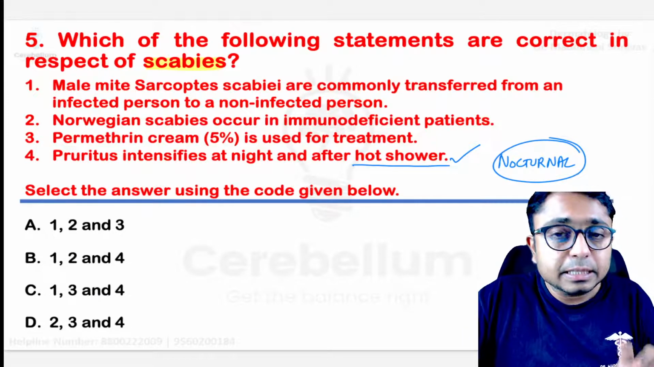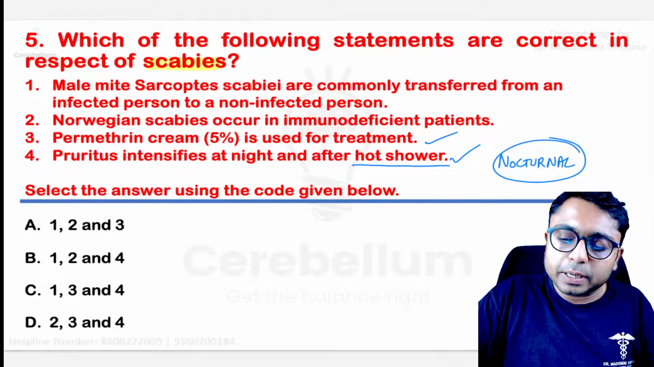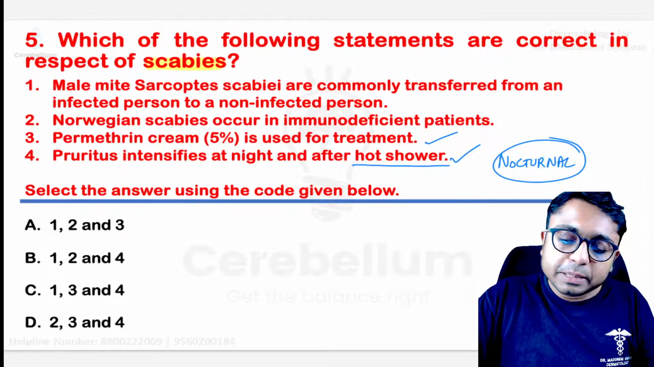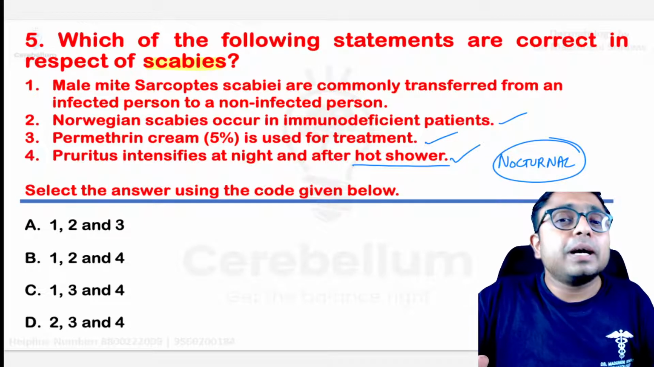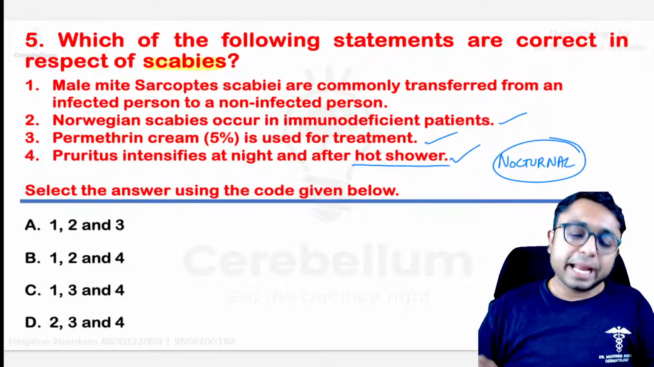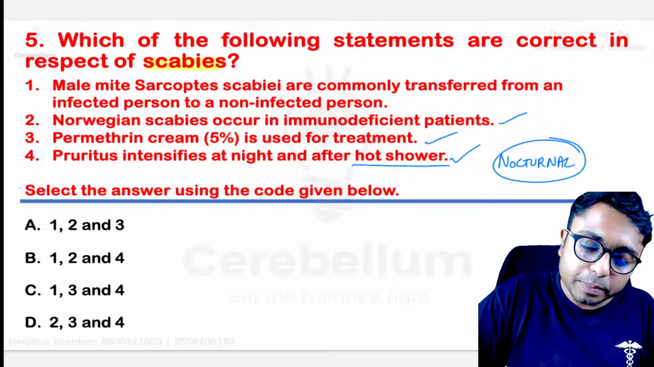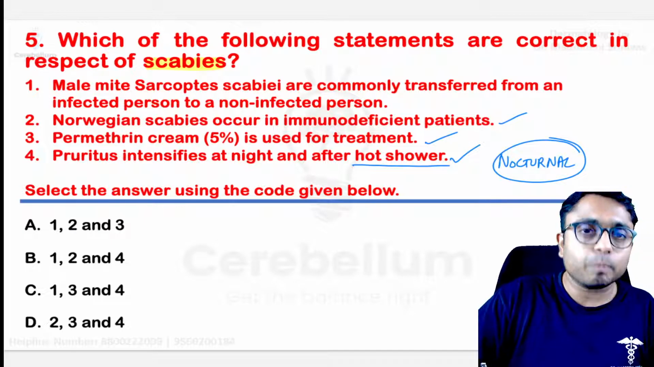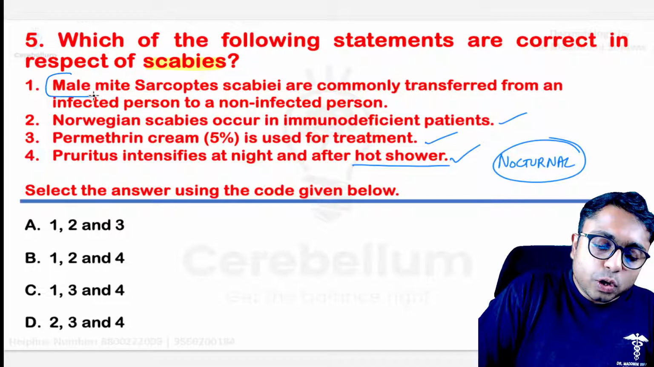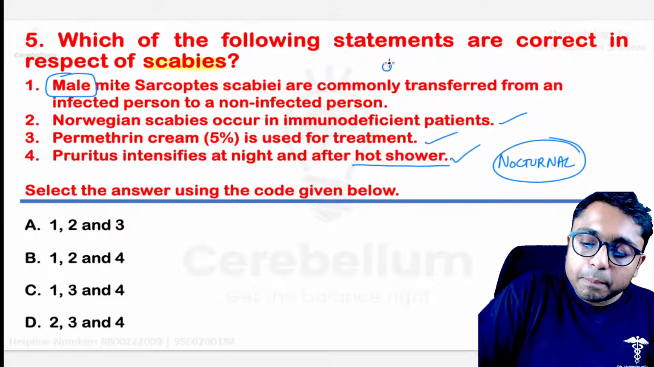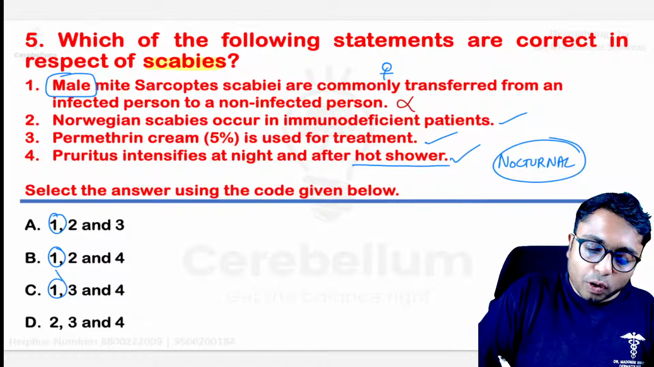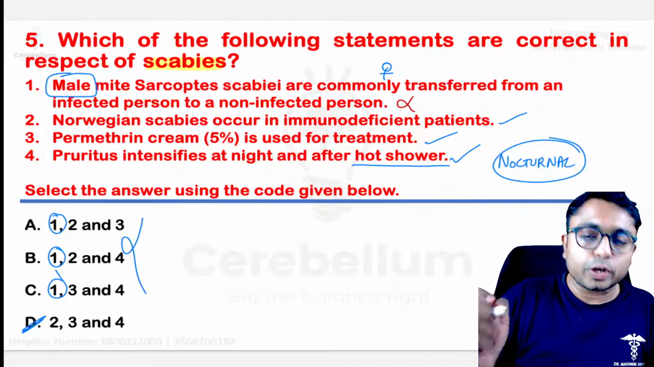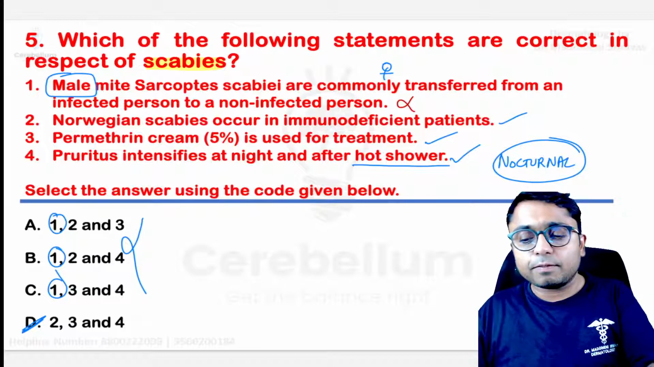Option 3, that is the third statement, says permethrin 5% is used for the treatment. Absolutely true. Norwegian scabies occurs in immunodeficient patients. Absolutely true statement. But statement 1 says male mites are commonly transferred from an infected person to a non-infected person. No, this is wrong. It is not the male mite, it is the female mite. So this statement is wrong. So what is the answer then? All these are wrong, so the answer is going to be option D, that is 2, 3, and 4.